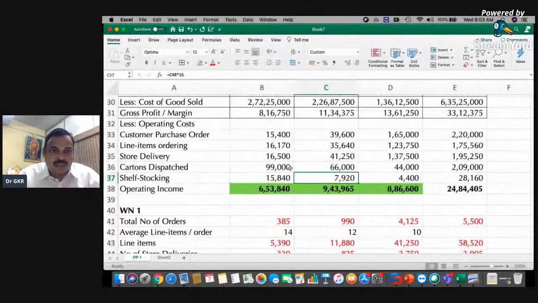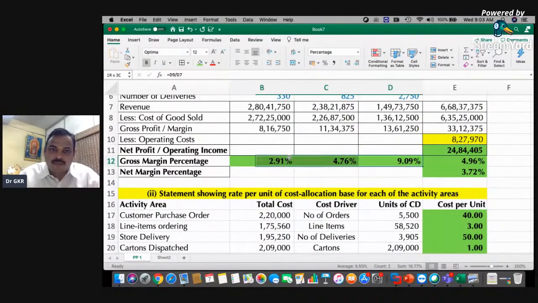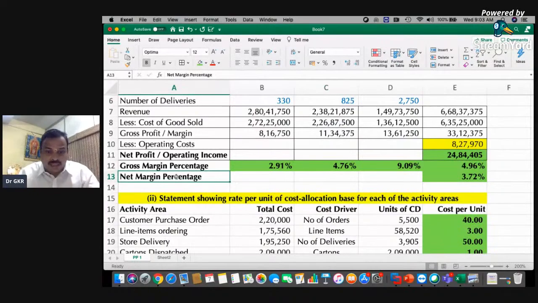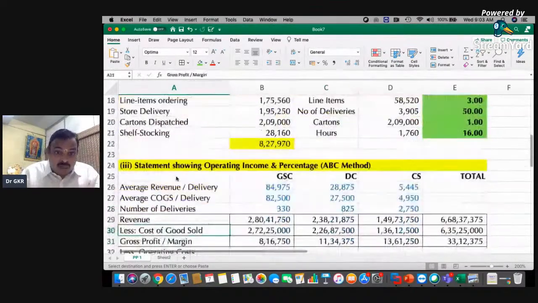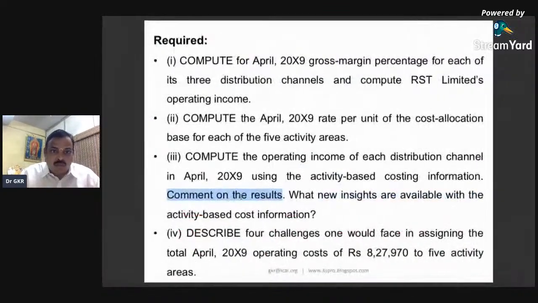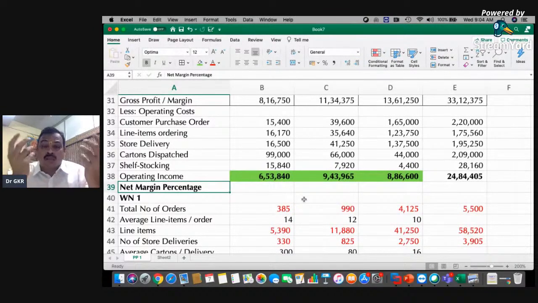Now, let us find the operating income percentage. Here, you only got gross profit margin. In the traditional costing method, only gross margin you are able to get. Net margin you are not able to get. Now you are going to get net margin percentage. That is the first comment. In the traditional method, net margin percentage for individual distribution channels you are not able to compute. You are only able to compute net margin percentage for the company as a whole, not for the individual channel.